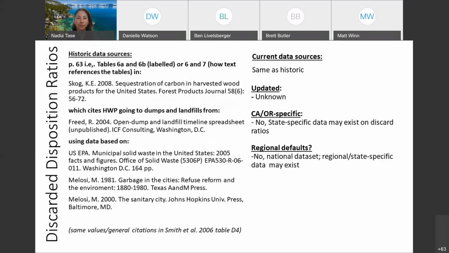So our discard ratios are the ratios that will allocate products in use to various discard categories like burned, recycled, composted, landfilled, or dumped. And that is coming from SCOG 2008, which again cites other work. And these data can be applied nationally, although it's likely that state or regionally specific data may exist. I know there's a lot of data collection on waste streams in California, but I have not yet been able to dive into those.